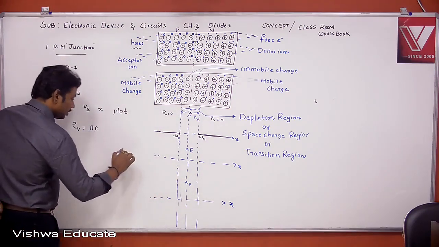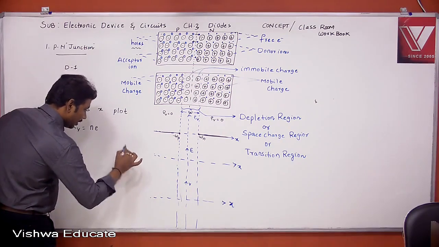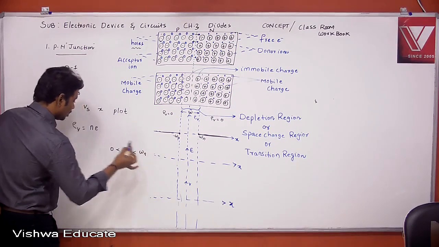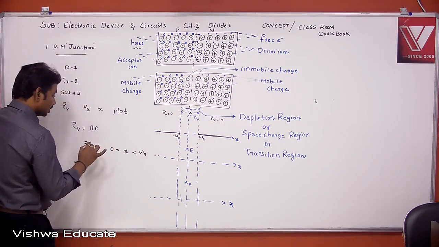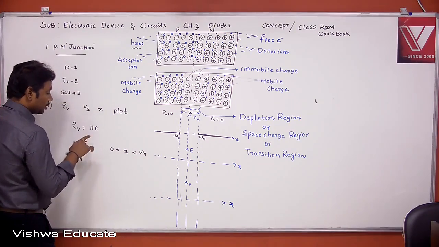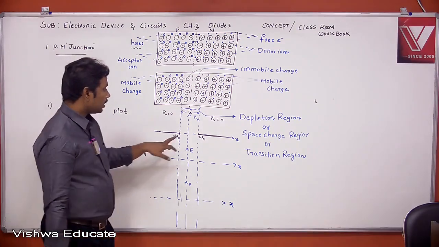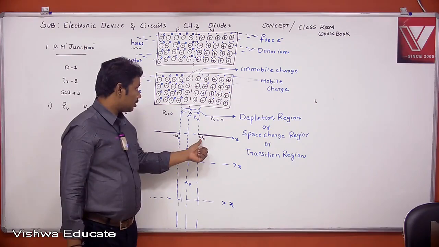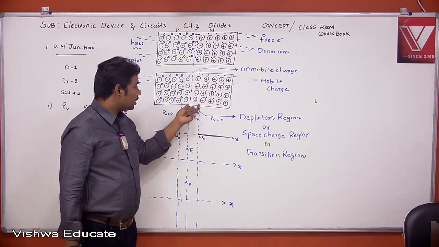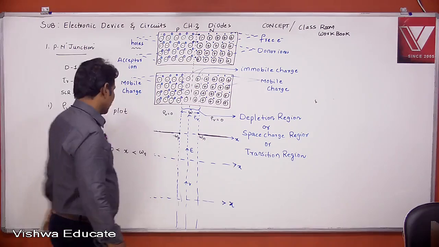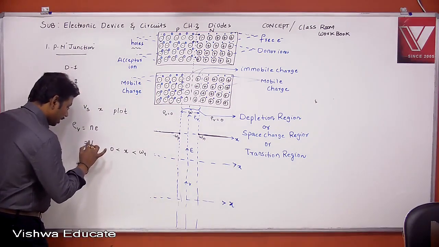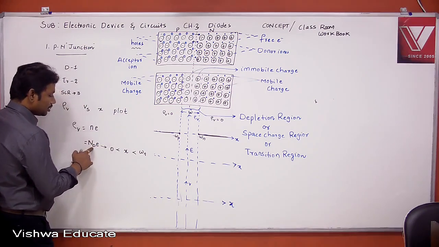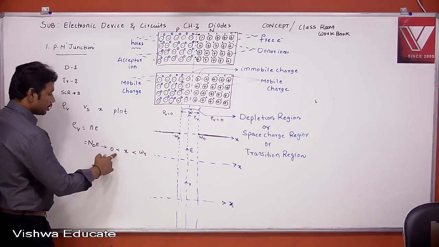Now first consider the region if X value lies between 0 and WN. What will be the charge density actually? The charge density is nothing but N, the carrier concentration. If X lies between 0 and Wn, which carriers are there? Donor ions are there. That means this N is simply Nd into e. So this is the charge density value if X lies between 0 and Wn.